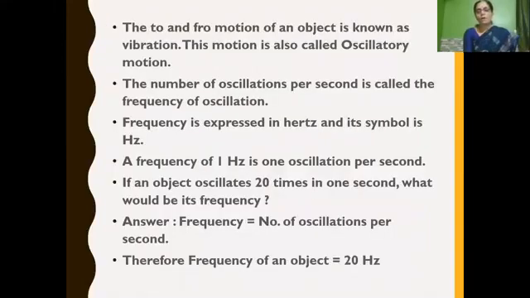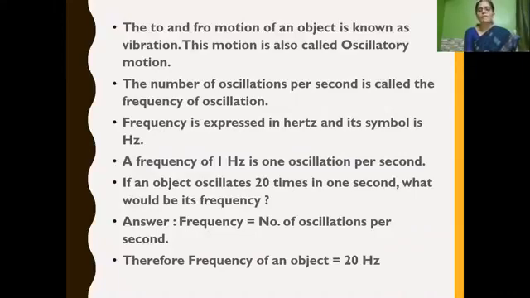And now what is oscillation or what is vibration? We already know that the to and fro motion of an object is known as vibration, which is otherwise called oscillatory motion. Isn't it? Now let us continue. What is frequency of oscillation? This is what we have already learned in 7th standard, isn't it? The number of oscillations per second is called frequency of oscillation. In 1 second, how many oscillations take place? That is called frequency of oscillation.